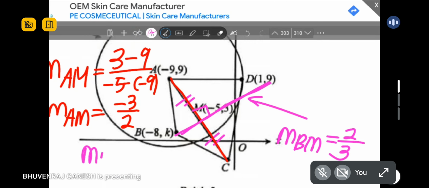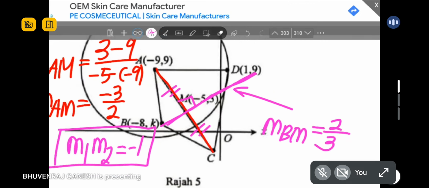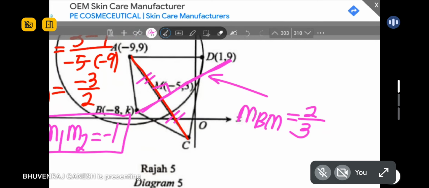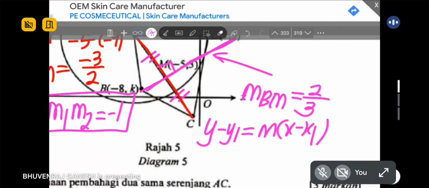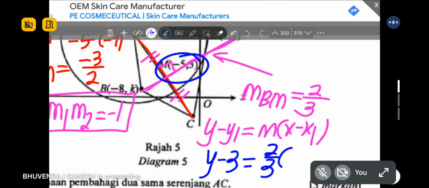Okay, the formula is M1 M2 equal to negative 1. This is for perpendicular, berserenjang. Remember. Okay? So now, can you form the equation, guys? Boleh bentuk kan? So, y minus y1 equal to m times x minus x1. This is how you form the equation. Add maths. This is add maths formula, guys. Rumus matematik tambahan. Alright? So you can use this point because it passed through the point. So y equal to 3 and then m equal to 2 over 3, x1 equal to negative 5.